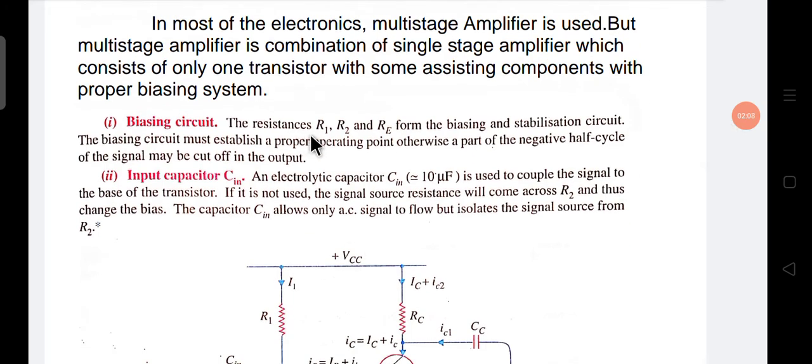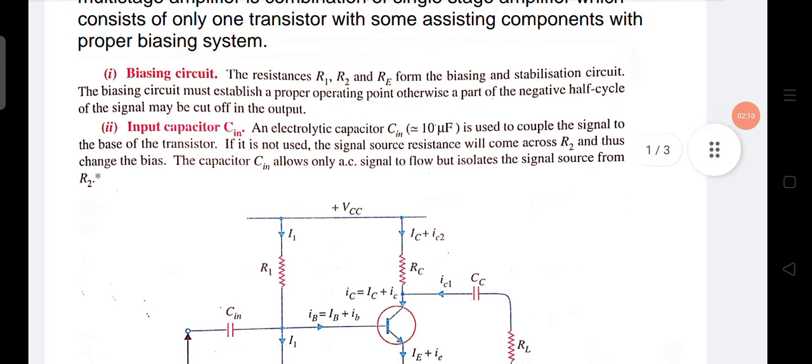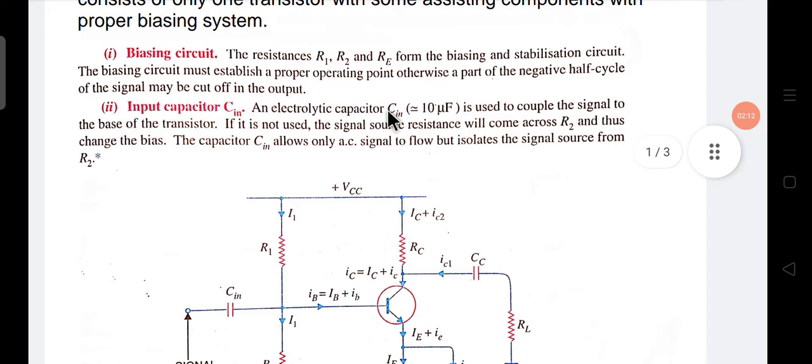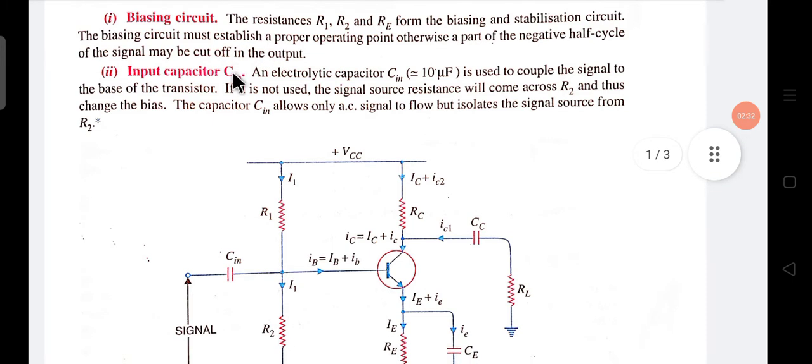The resistances R1, R2, and RE form the biasing and stabilization circuit. The biasing circuit must establish a proper operating point, otherwise a part of the negative half cycle of the signal may be clipped in the output. Let it be.